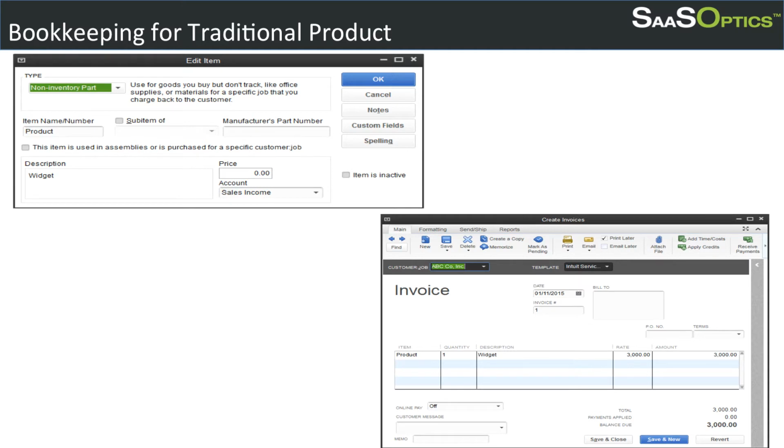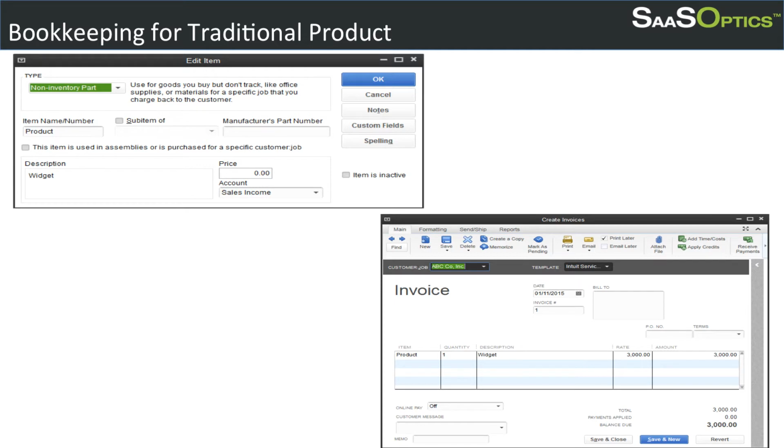Okay, let's take a look at that with some QuickBooks screenshots. So the bookkeeping for a traditional product, you set up your items. So in QuickBooks Desktop, they're called items. QuickBooks Online, they're called products. But in both, you have a name. In this case, I called my product, my item, just product. I could have called it widget or something. It doesn't matter. And I associated it with an account. The default behavior for QuickBooks is to put your products in income accounts. So this is a default name, sales income, that comes with QuickBooks.